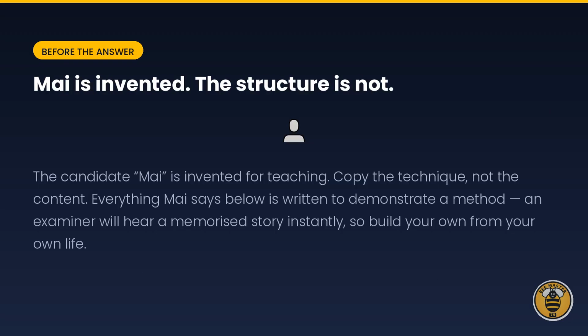Now the model answer. A reminder, Mai is an invented candidate, and the cousin she describes is invented too. What is real, and what you should steal, is the structure underneath.